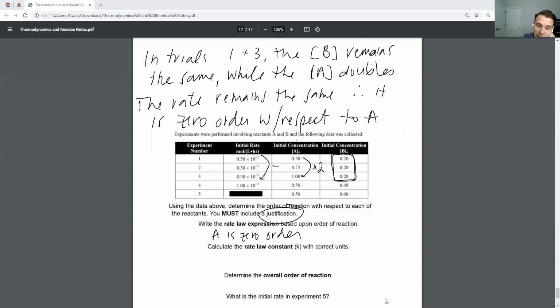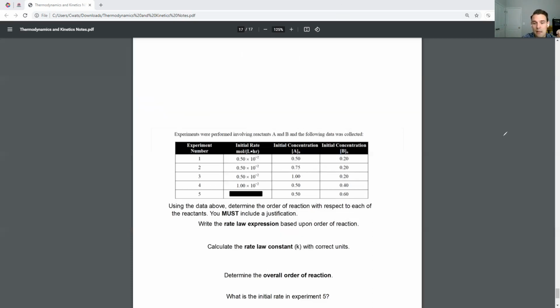Now let's do it for B. Pause here if you need to write that, because I'm going to erase this. I need the space to do the next one. Now, if we're looking for the rate order for B, I need to look at 2 trials where A remains the same. And it remains the same in 1, 4, and 5. Can't use 5 because I don't know what that rate is. So I'm going to do 1 and 4.